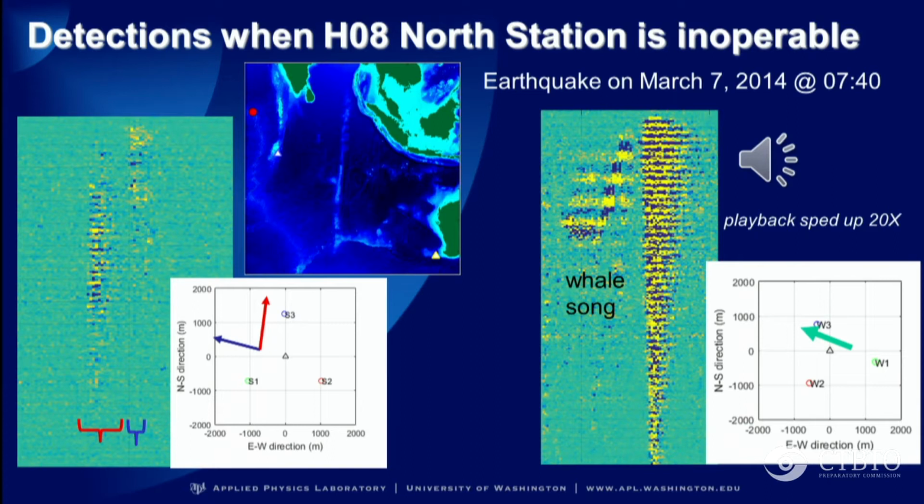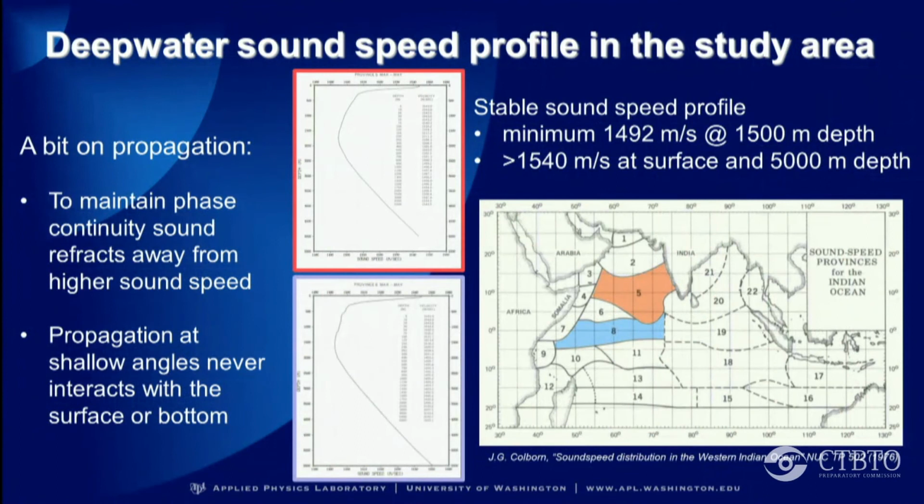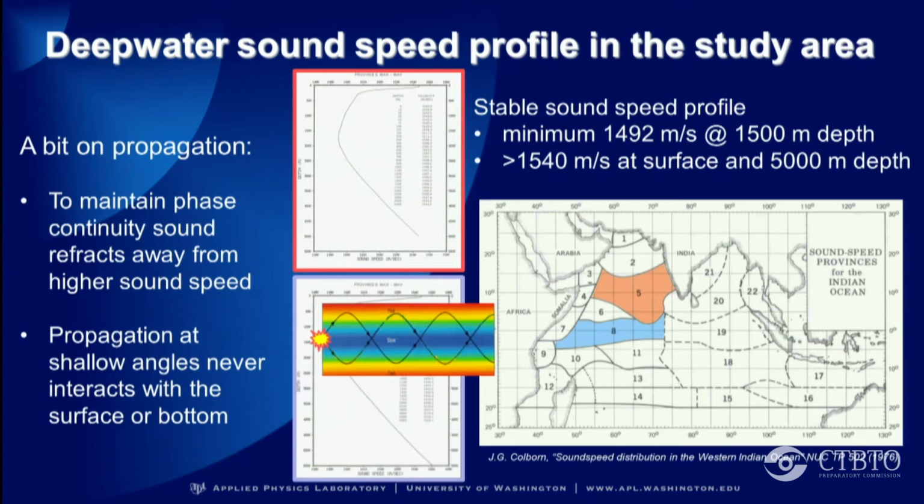So now that we've looked at the data, can we build up some model to actually explain what we're seeing here? I'm going to try to briefly go through a bit on deep water sound propagation. We have the SOFAR channel, and that's why we put our hydrophones into the middle of the ocean, because they're at a sound speed minimum where sound is refracted away from the high speed. So we can actually measure sounds at really long distances, because it's not interacting with the surface or the seafloor where it would be attenuated.